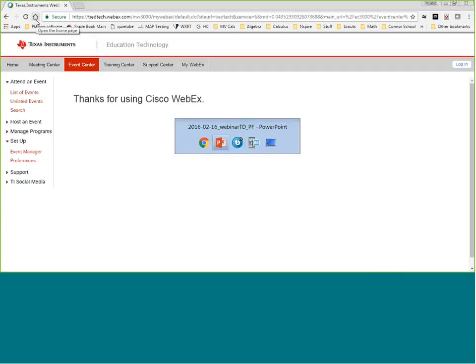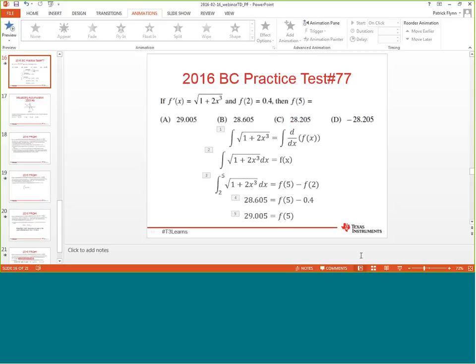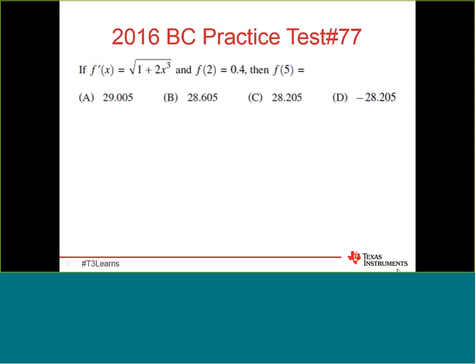So the very first question I want to take a look at is from the 2016 BC exam. And it deals with finding, you're given f prime of x, and you're told what f of 2 is, and you need to decide what f of 5 is. Well, when students see this, they should try to recognize that we've got an equation on the left-hand side here, and if we happen to take the integral of both sides, that the integral will result in the following equation here.